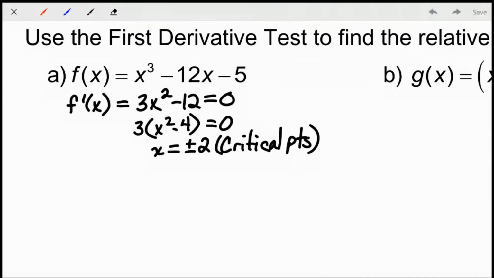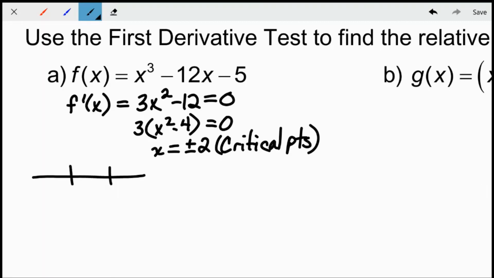Okay, so now we're going to use something called a sign chart. And some of you may have seen these in pre-calculus before. There's different ways of doing sign charts. I'm going to show you the way that I typically do them. I try to do them in the simplest way possible.